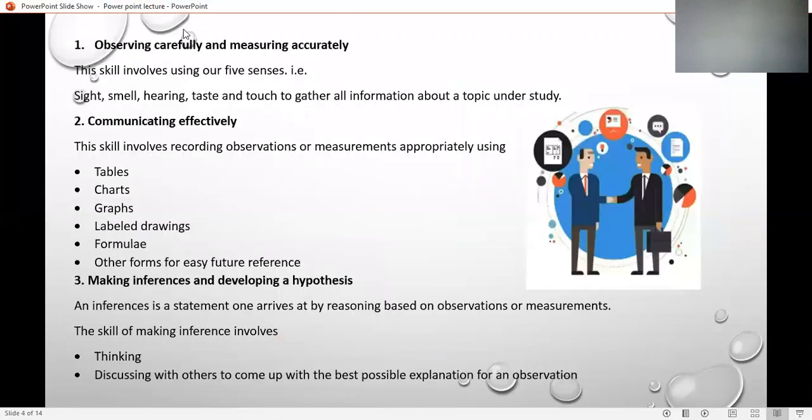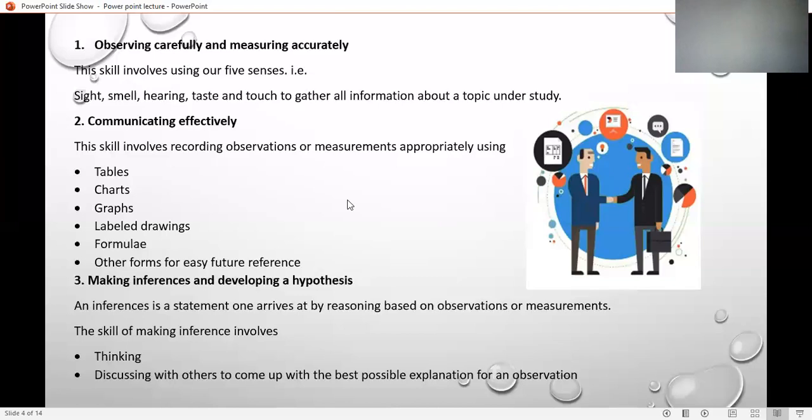Basically, the first skill that is required is observing carefully and accurately. If you can't observe carefully, you are not going to measure accurately. If you can't measure accurately, all your data is going to be in vain, a wastage of your time as well, because when you experiment with wrong data, you are going to produce wrong results. So you can't observe carelessly. You have to be very careful when you observe something.